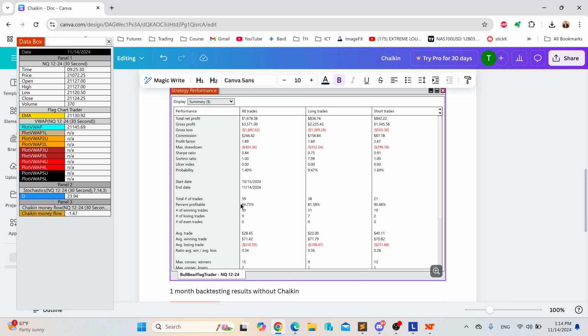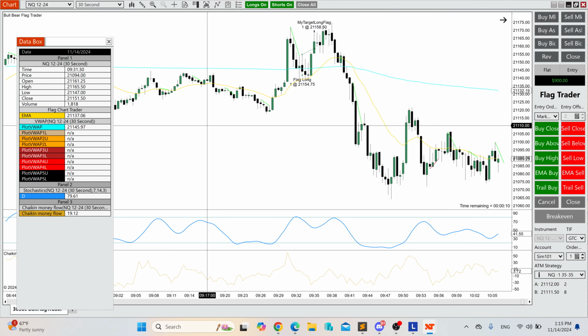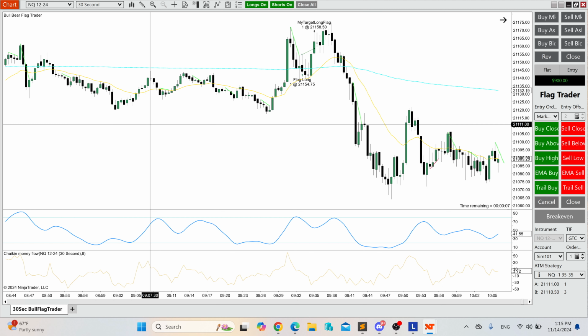See, we cut trades by half and we increase our win rate. Even though the risk is not that great, we are able to net more. The main thing is the percent profitable is close to 85, which is really good. So this is with Chaikin, and that is without Chaikin. That's what we've implemented into this strategy.